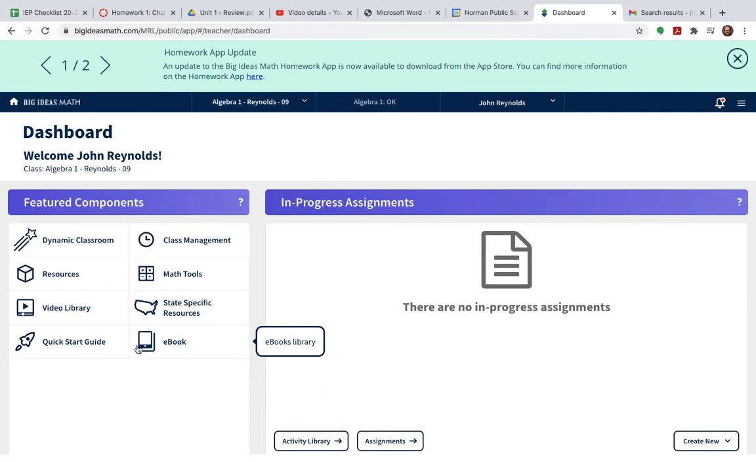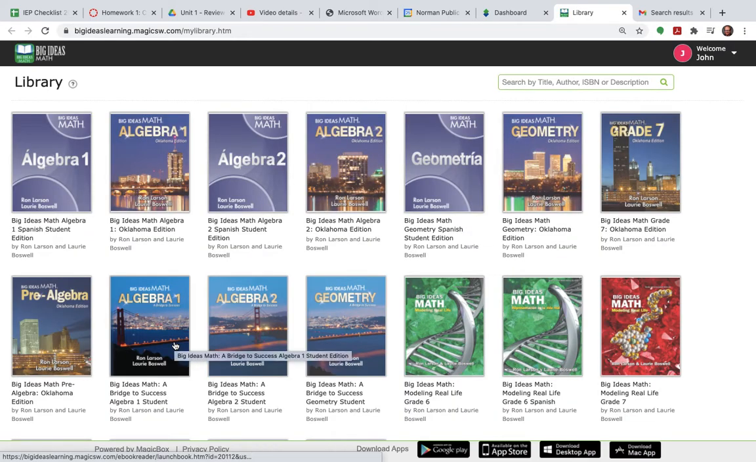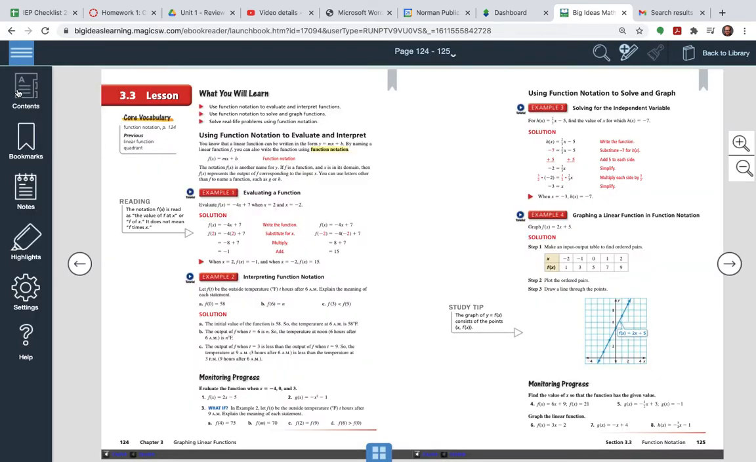Ta-da! Ebook. So, we're going to click on the ebook. You will not have as many books as me, hopefully, because this is a lot. This is too many books. So, we are in Algebra 1, the Oklahoma edition. Okay, let's just take a look at the table of contents as soon as it comes up.